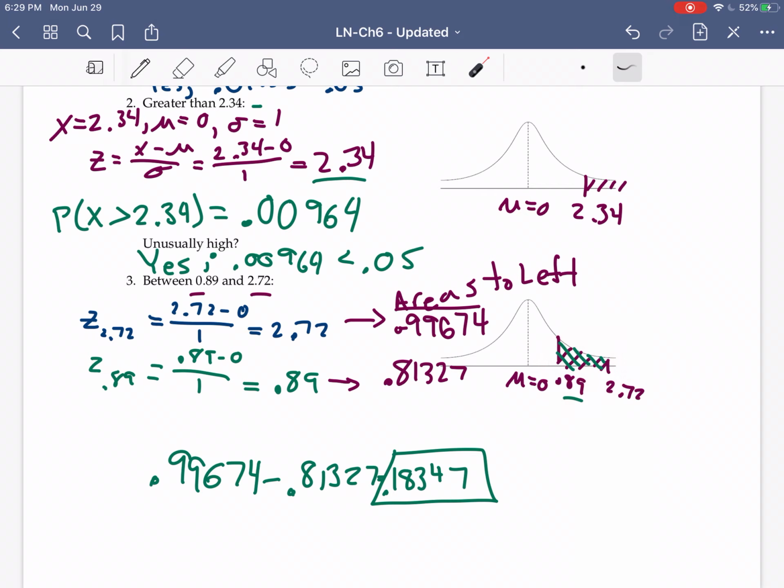In the next video, we're going to look at, starting with probabilities, how do we go backwards and find a data value. All right, we'll see you there.